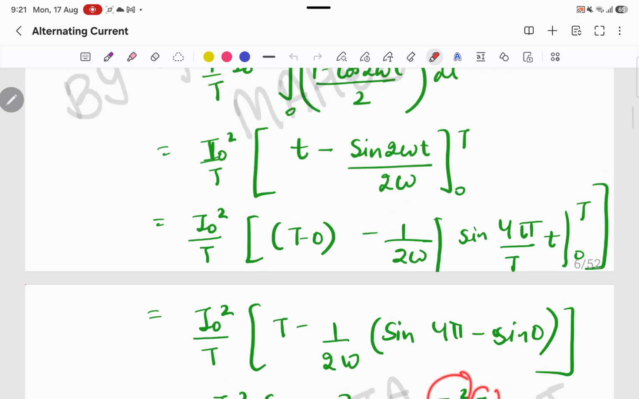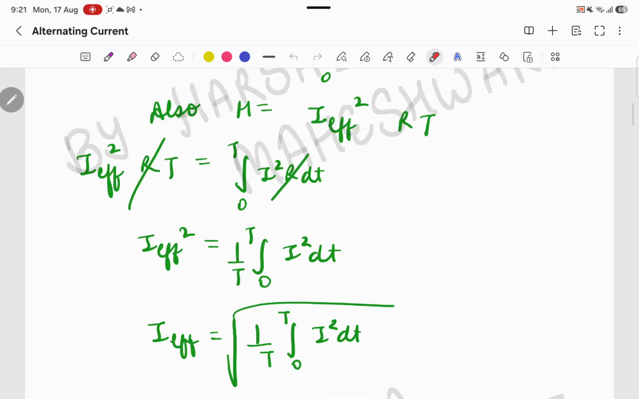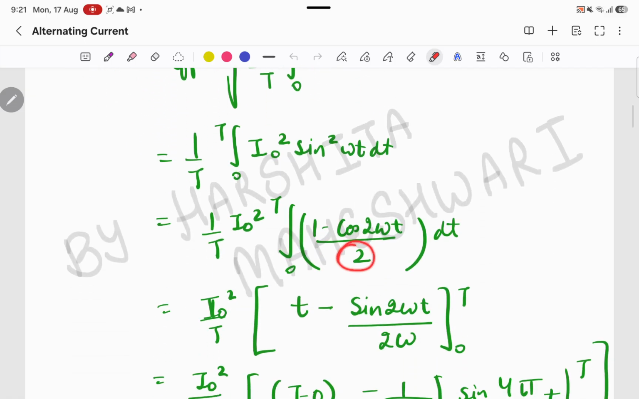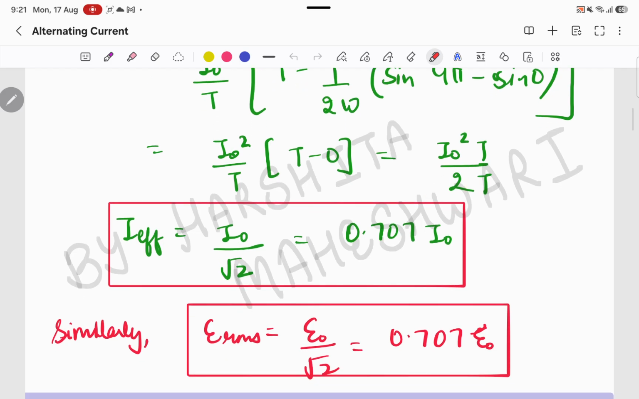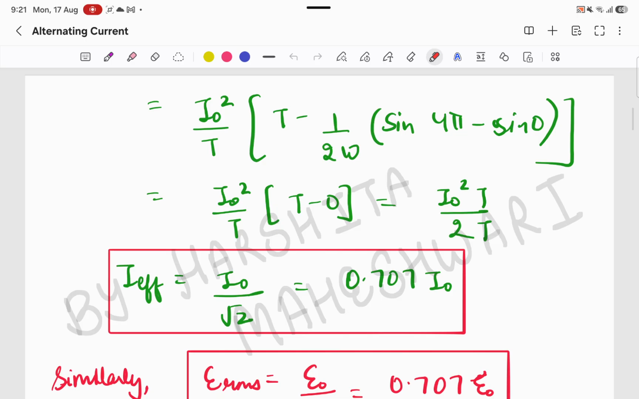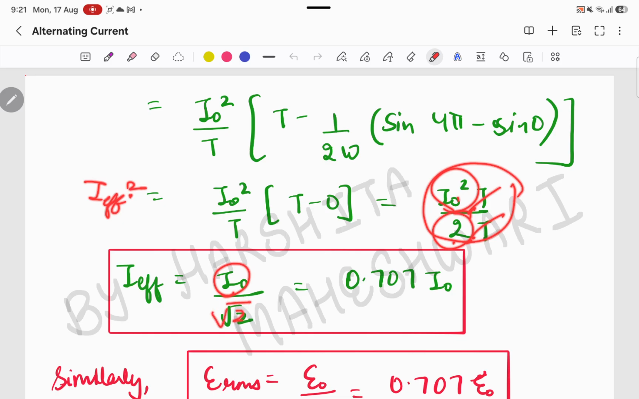From the earlier step, this 2 will be taken outside. So this we will be writing in the end to avoid any derivation issue. Now this I effective square is equal to I naught square, and T will get cancelled, and I naught square by 2. So now if I take this square root, I will be getting here I naught, and in place of 2 I am getting root 2.